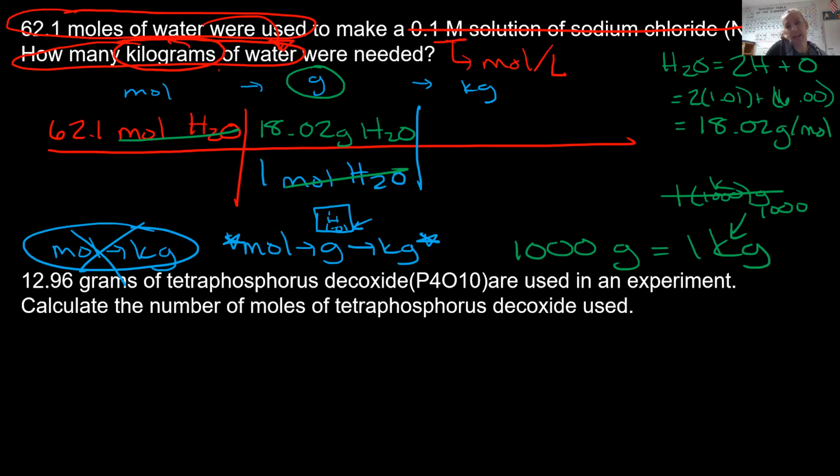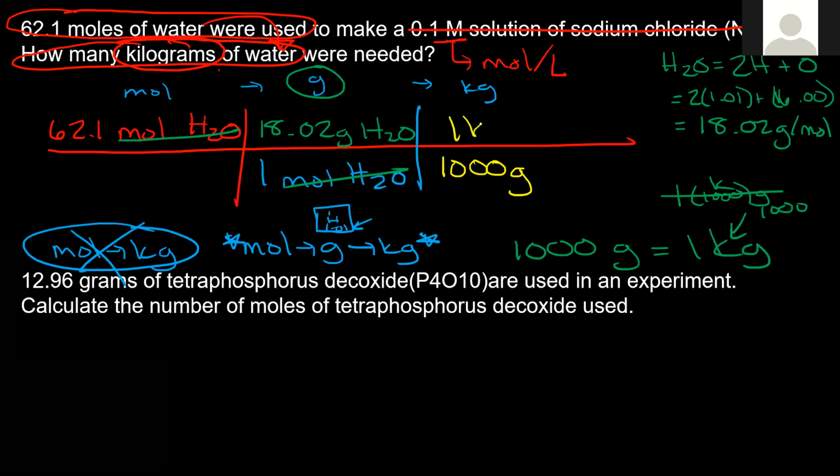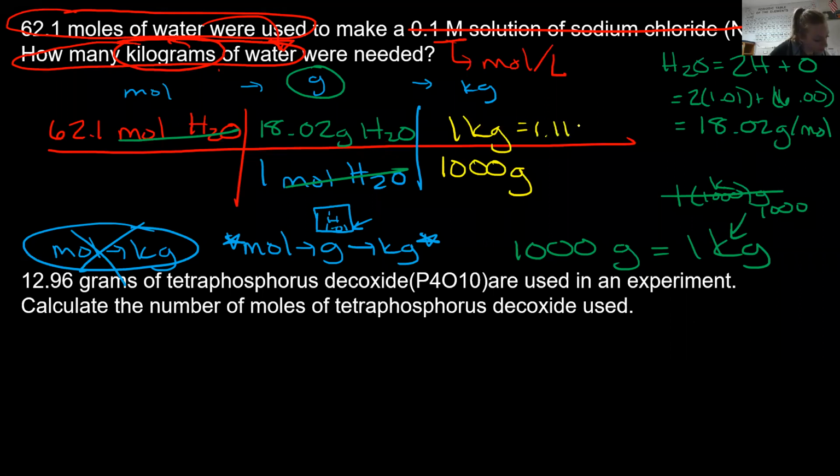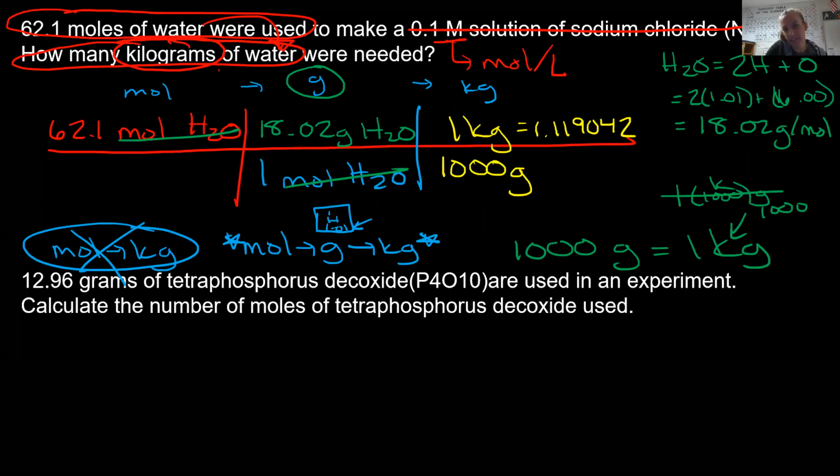So the very last question, but you knew the conversion, you just had to look it up, right? If you don't know the number, you can use the reference packet and look it up. Brandon, how do I set up this last little railroad track here? On the bottom, you put 1,000 grams, and then on the top you put 1 kilogram. Beautiful. And when I multiply all that together, I get 1.119042. Sweet, I'm done, right?